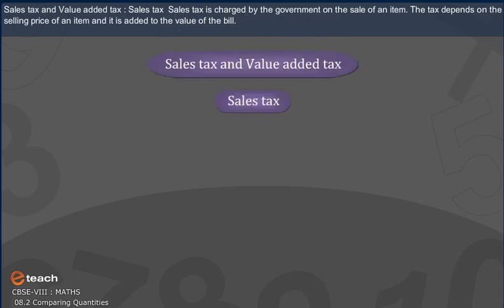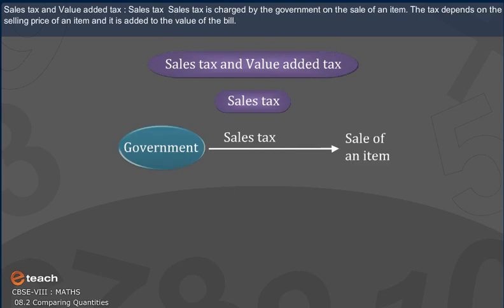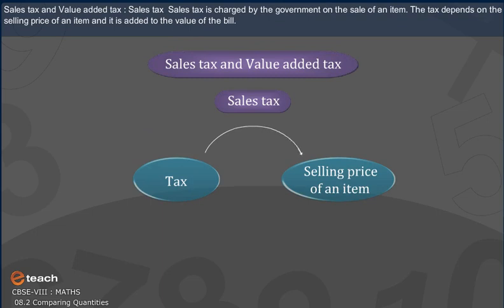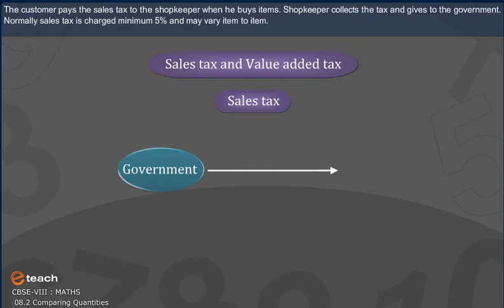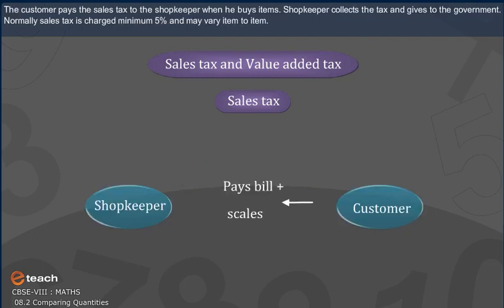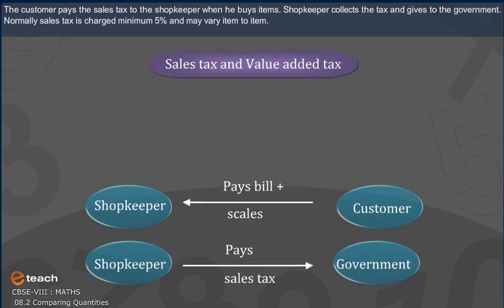Sales tax. Sales tax is charged by the government on the sale of an item. The tax depends on the selling price of an item and it is added to the value of the bill. The customer pays the sales tax to the shopkeeper when he buys the items. The shopkeeper collects the tax and gives it to the government. Normally, sales tax is charged minimum 5% and may vary from item to item.